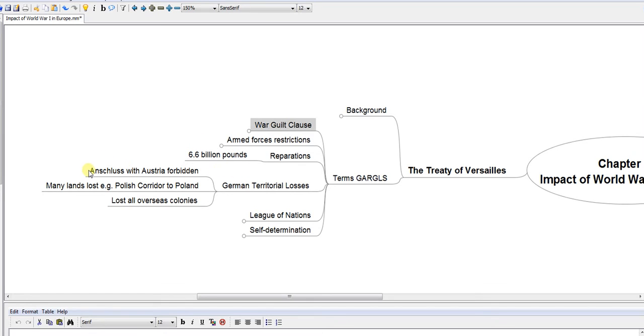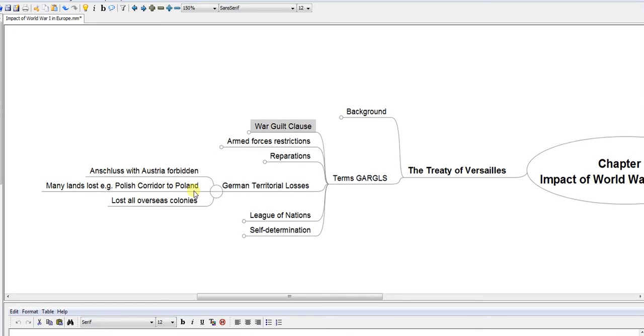And of course, Anschluss, which is union with Austria, was forbidden. This was seen as quite unfair because Austria was also a German-speaking country. And finally, all overseas colonies in places like Africa and Asia were given away. Germans didn't actually surrender, but they were considered guilty of causing World War One, so they had to give up all their overseas colonies.